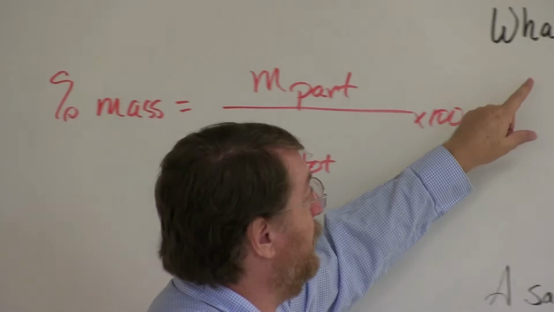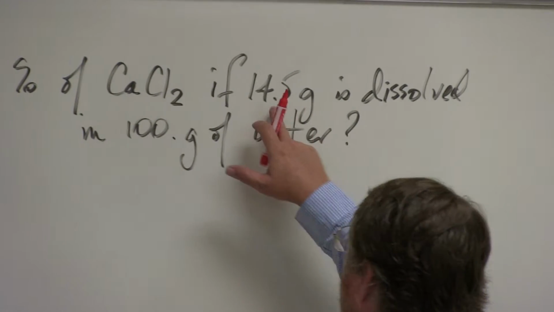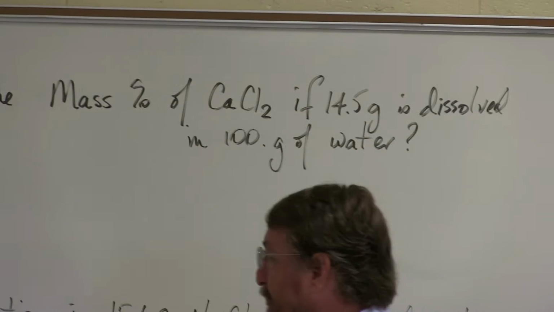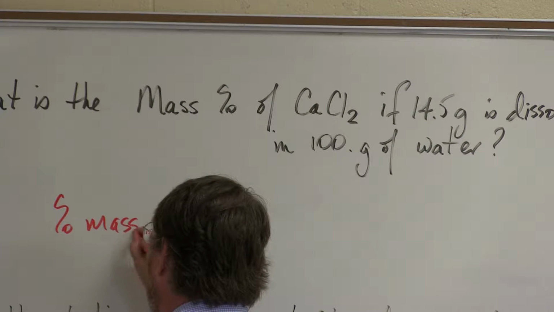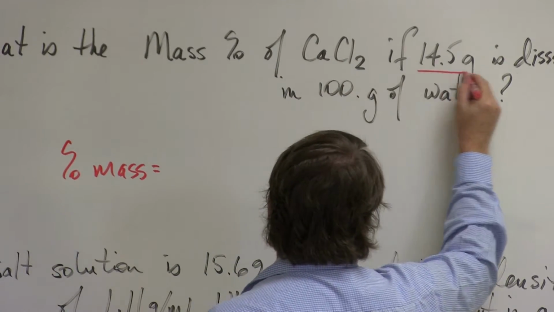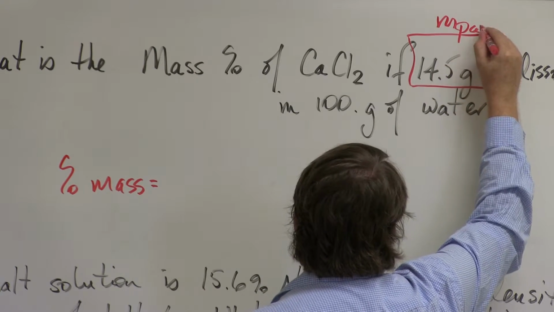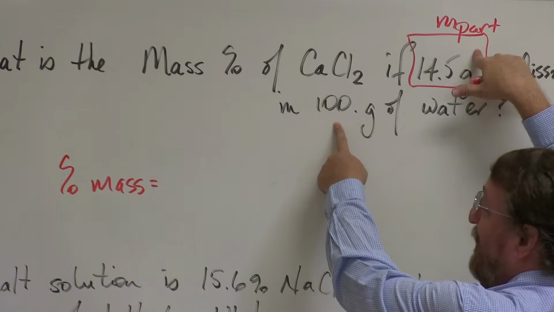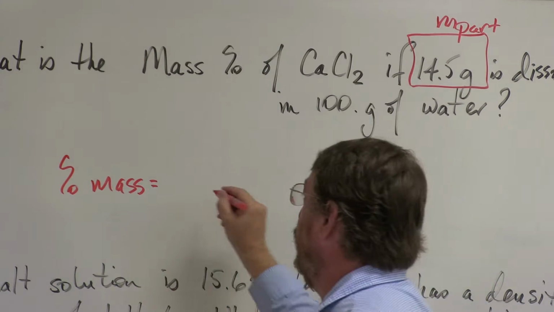Okay? So let's do a couple calculations. What's the mass percent of calcium chloride if 14.5 grams is dissolved in 100 grams of water? So we've got the mass of the part here, which is going to be our 14.5 grams. But the mass of the total is going to be the two added up. And that's the key to the whole thing. You got to recognize it's the total in the entire solution.